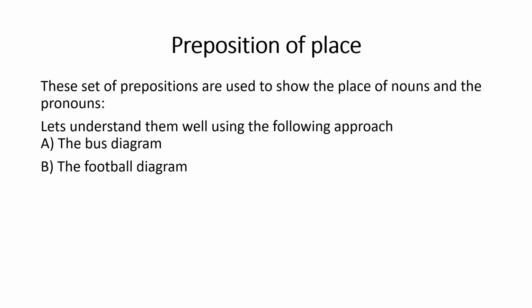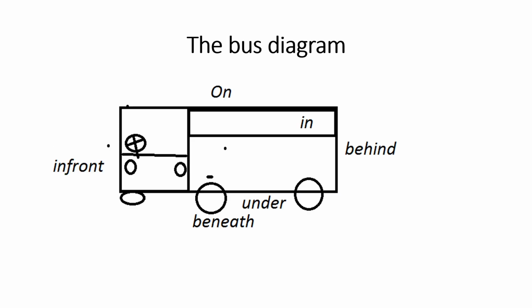Now the question is, what are prepositions of place? Prepositions of place are such a set of prepositions which are used to show the place of nouns and pronouns. Now let's understand them well using the following approach. Today we will understand prepositions of place using the bus diagram and the football diagram. These are very common diagrams which help us understand prepositions of place. Now first let's start with the bus diagram.